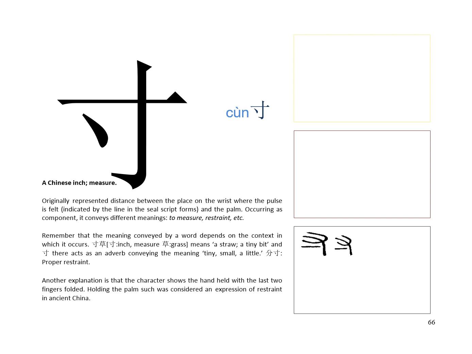This particular glyph symbolizes an inch. A good mnemonic, a way to remember it, would be as the distance between, say, the base of the palm and the place where the pulse is measured.